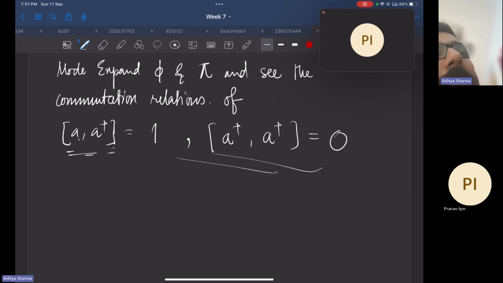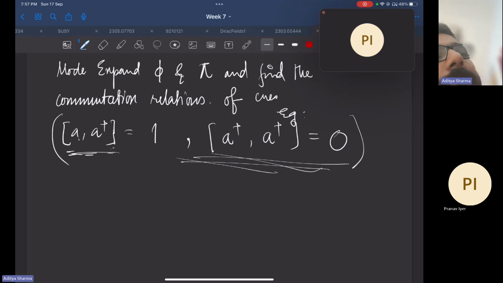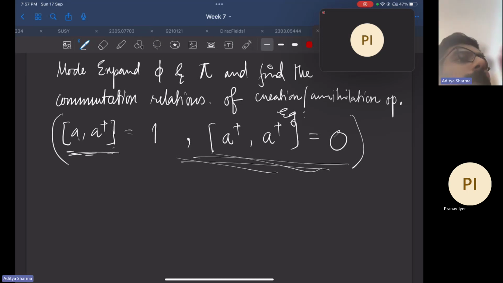Mode expand and find the commutation relation of these parameters, of these creation and annihilation operators. So when you're doing this, this means you are looking at how these things are.